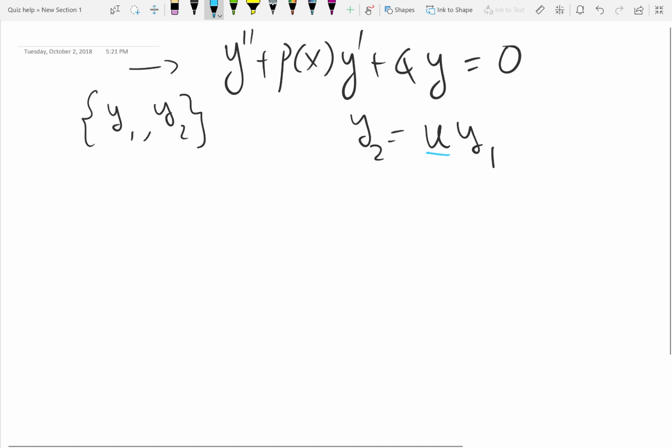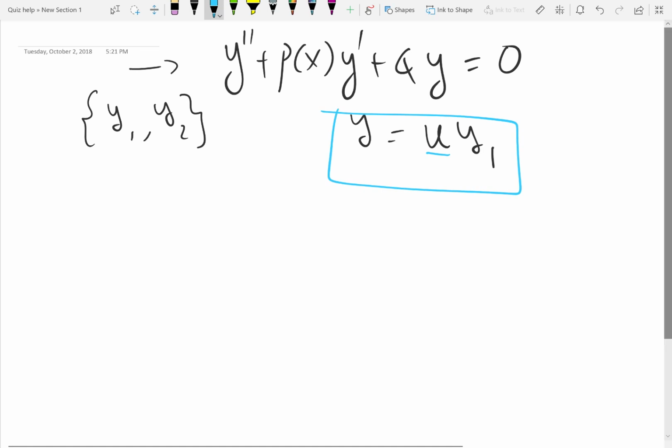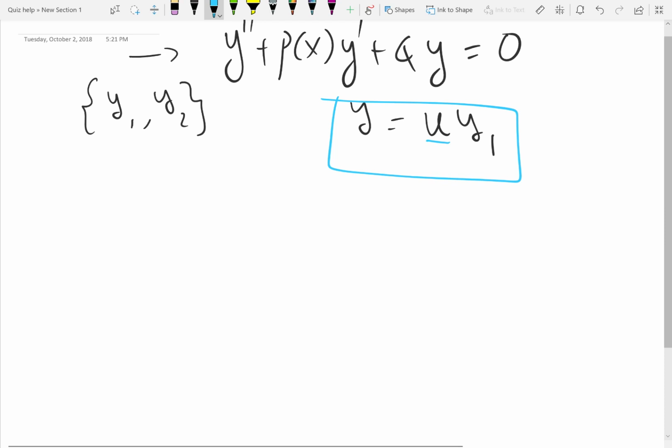Alright, so to make our life easy, let's get rid of the subscript and say just generally y. y is u times y1. Okay, good. So what we are going to do is a substitution. y is u times y1. Now if you want to substitute this term into the differential equation, we have to find y prime and we have to find y double prime. So let's find y prime.